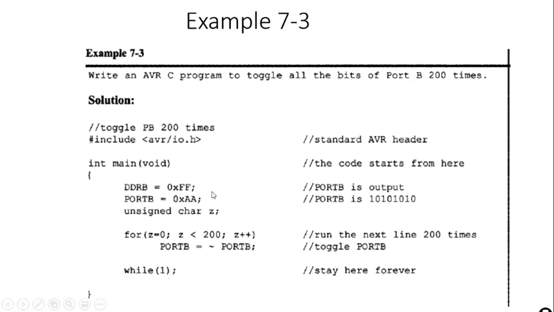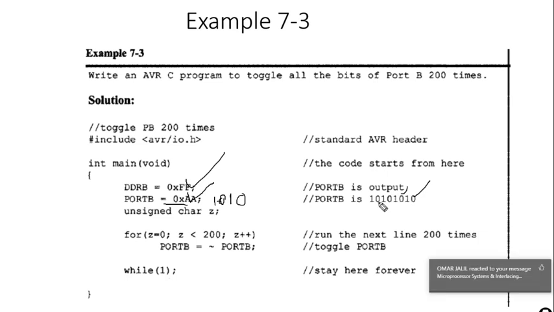The next simple program is: write an AVR C program to toggle all bits of port B 200 times. Port B is configured as output, and we initialized port B with 0xAA, which is 10101010. You could have initialized with all zeros, you could have initialized with all ones. With this pattern, you will see alternating 0 and 1: when odd bits are 1, the even bits will be 0. So you will see an interesting pattern. Otherwise, you could have achieved it by initializing it with just zeros.